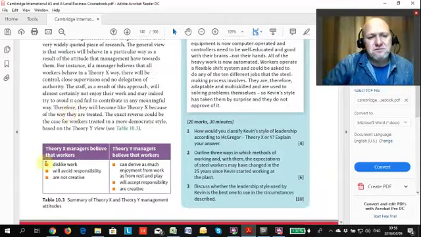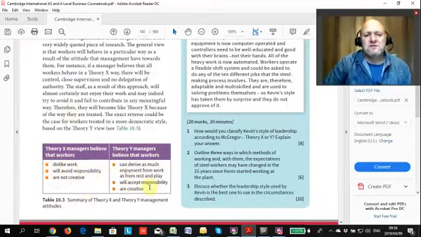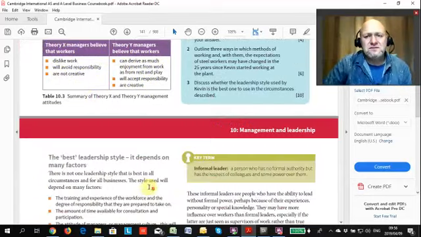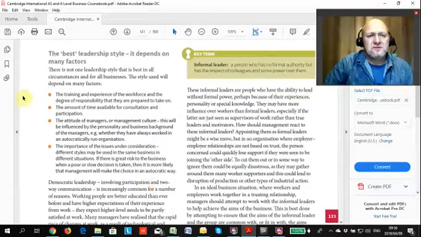Okay, so there it is. There's a little table for you for summary. Theory X believes that the workers dislike work, avoid responsibility, and are not creative, and need to be controlled. Theory Y believe that they derive much enjoyment from the work, they accept responsibility, and are creative, and work is fun. Okay, straightforward. Don't need to go into too much depth there.